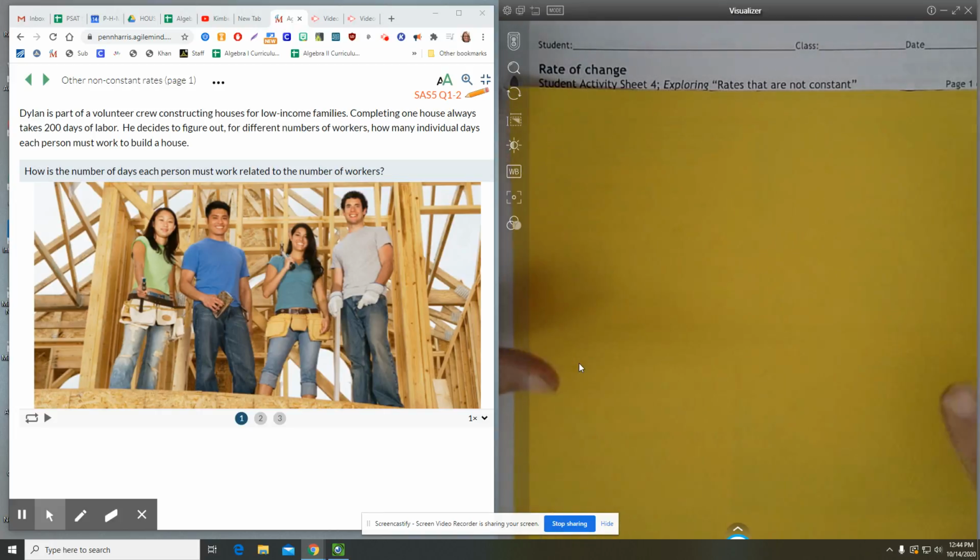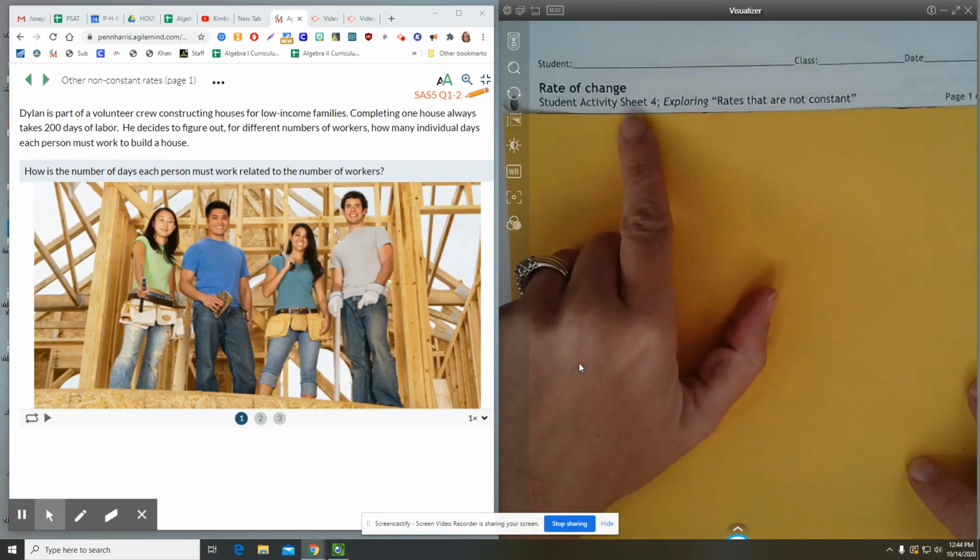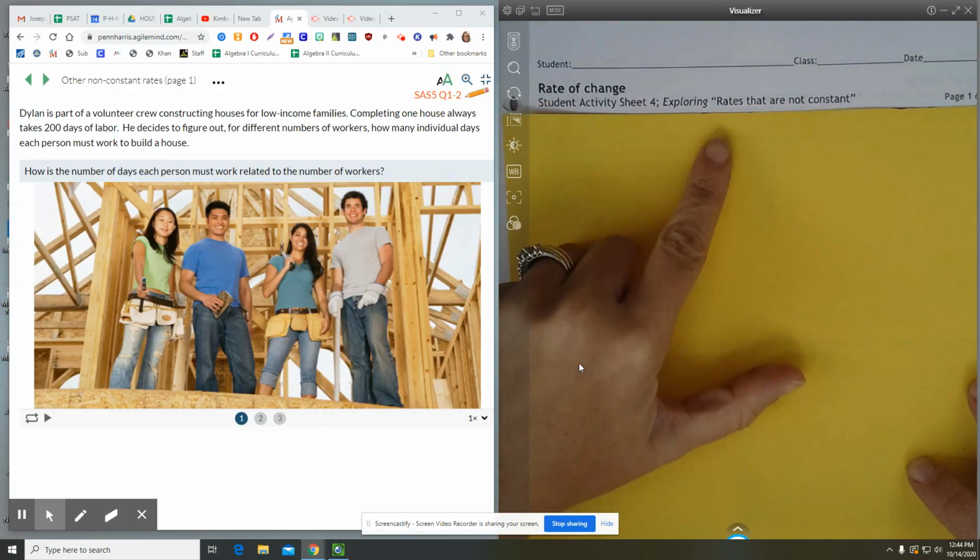Okay, guys, here we go. We are again on topic 4, rate of change. We're on student activity sheet 4, exploring rates that are not constant.